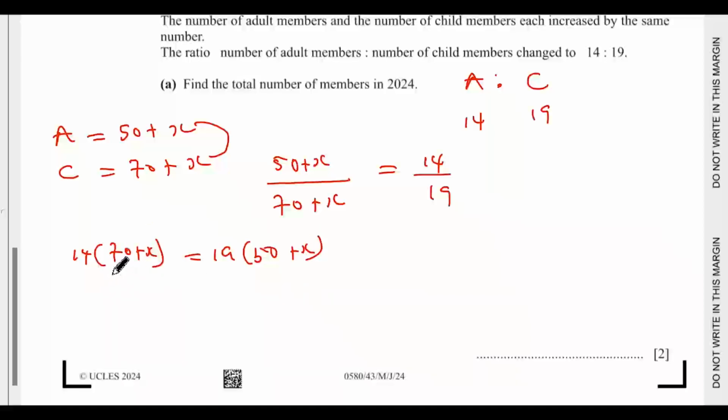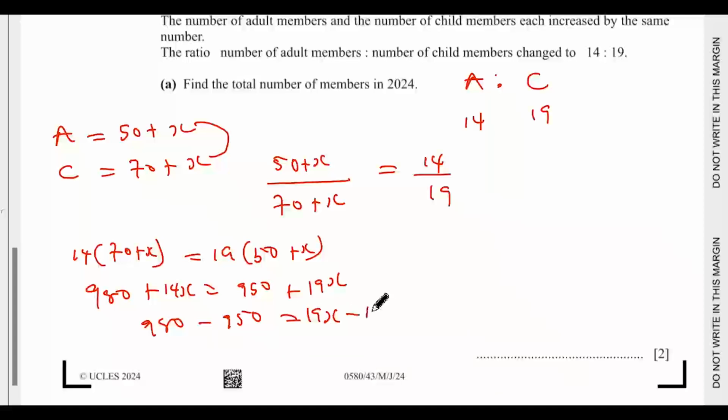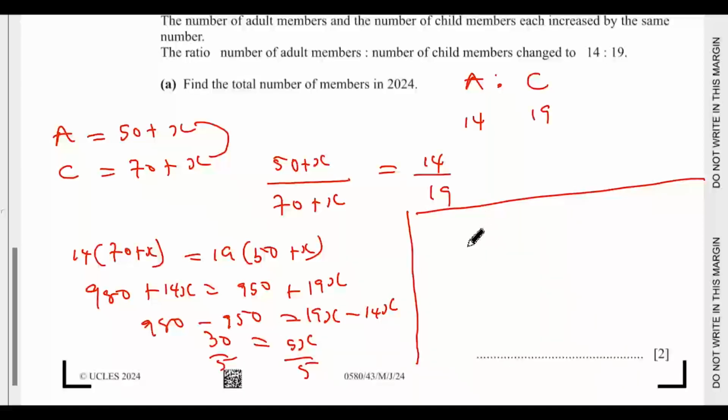So let's expand the bracket. This will give us 14 times 70, that will be 980, plus 14 times x, 14x, equals 19 times 50, that will be 950 plus 19x. If you rearrange, you see that 980 subtract 950 equals 19x minus 14x. So this will be 30 equals 5x. From there, if you divide both sides by 5, x equals 6. So that is the value of x.